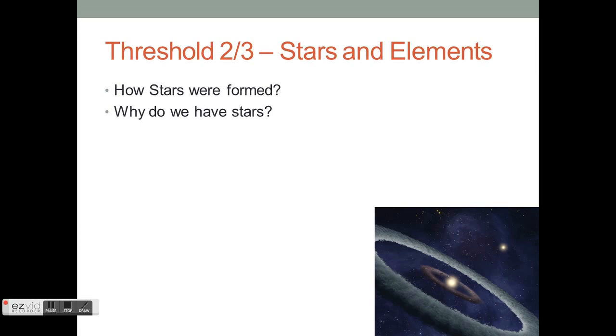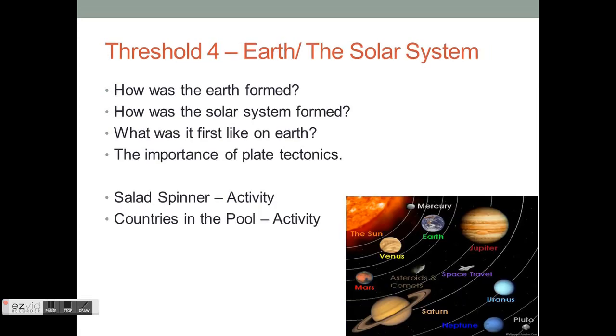The next threshold within the Big History was stars and elements. Now our class didn't complete threshold 2 and 3 of stars and elements, but this threshold was about how stars were formed. Why do we have stars?